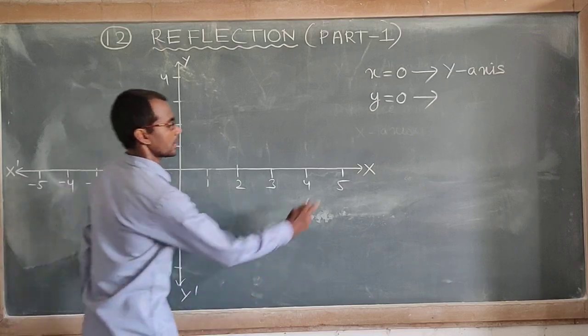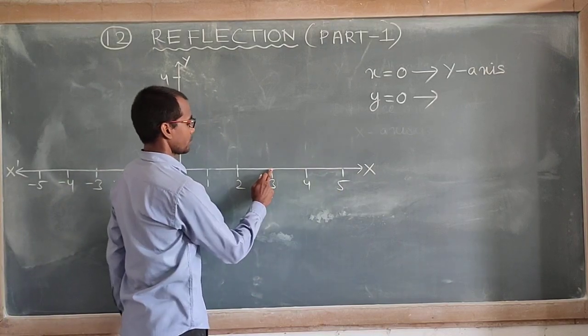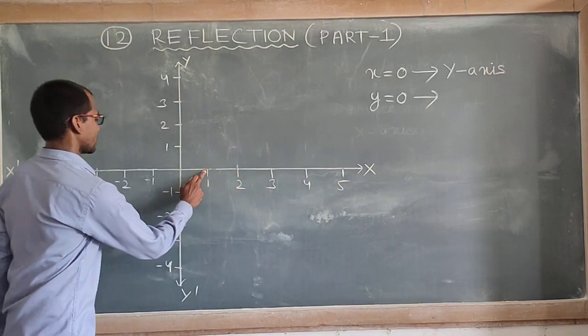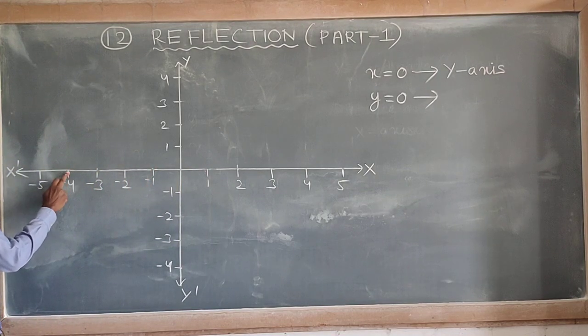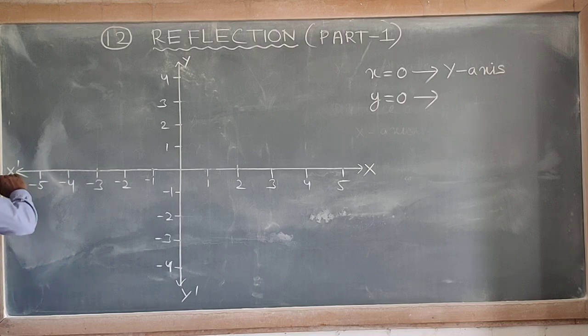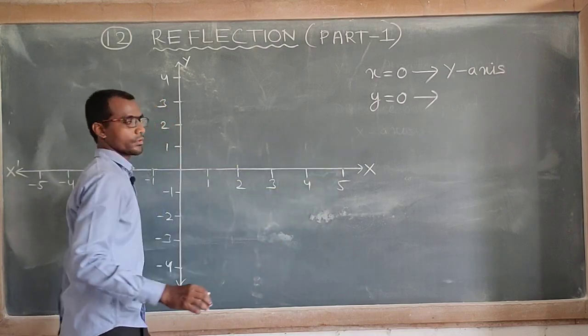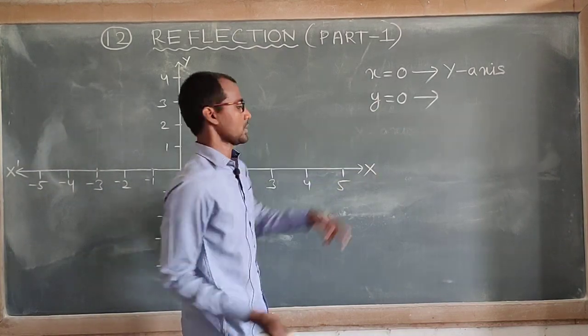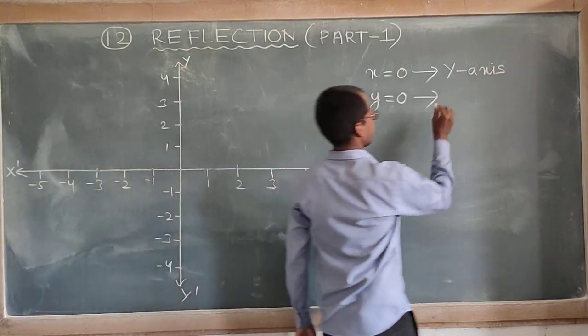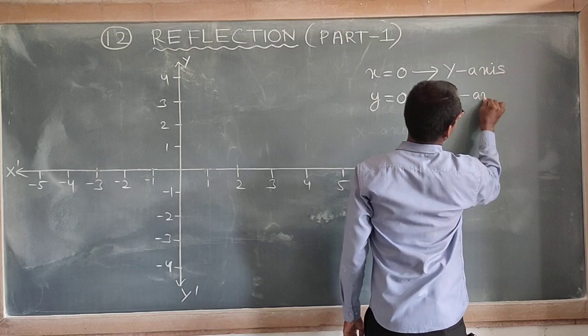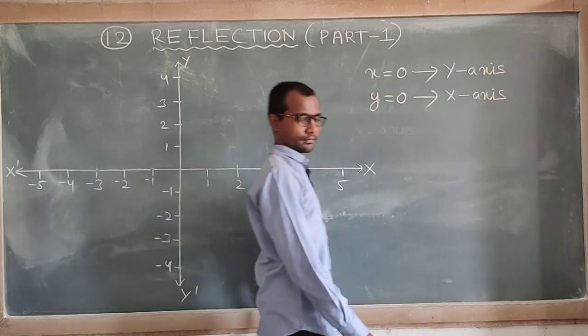For example, (5, 0), (3, 0), (2, 0), (1, 0), (-1, 0), (-3, 0), (-4, 0), (-5, 0). That means you are getting this line. When you take y is equal to 0, you are getting this horizontal line, which is the x-axis.